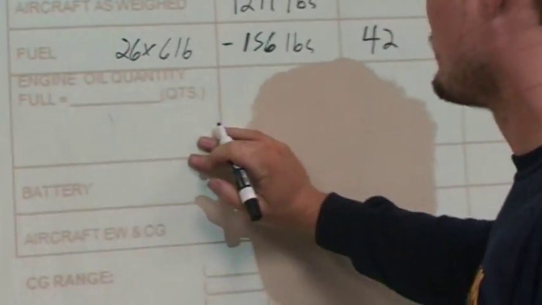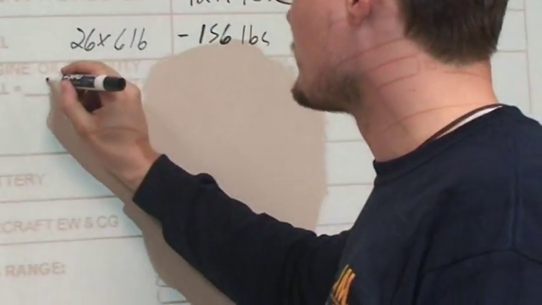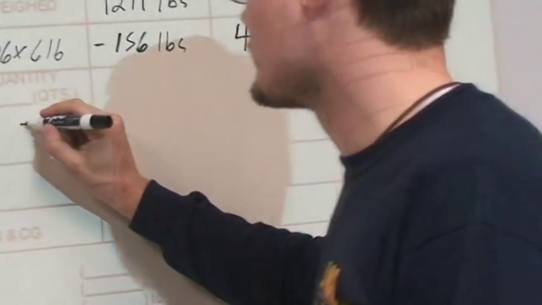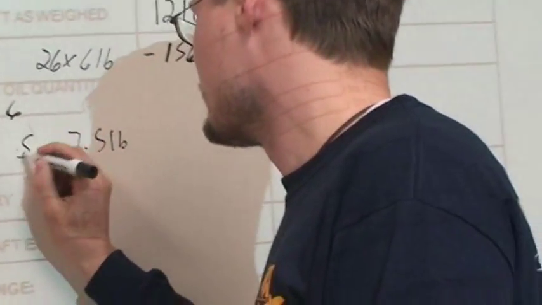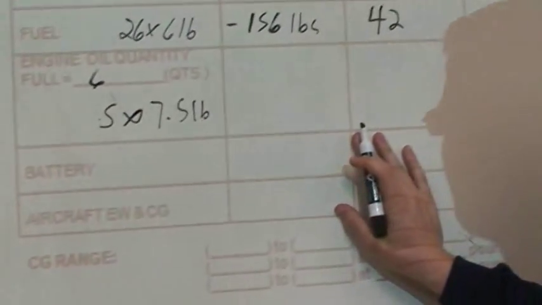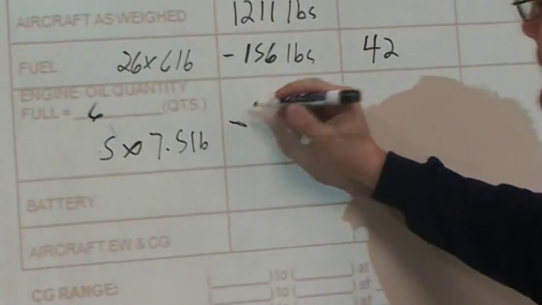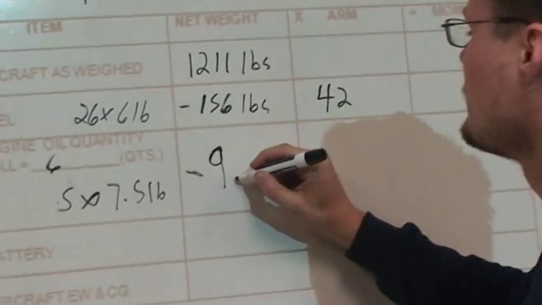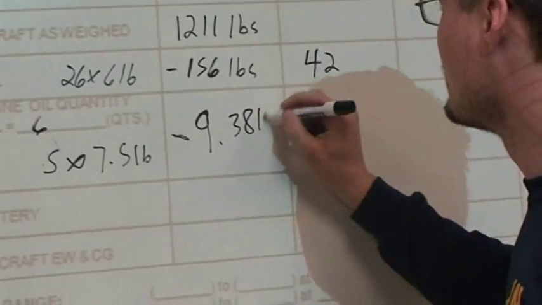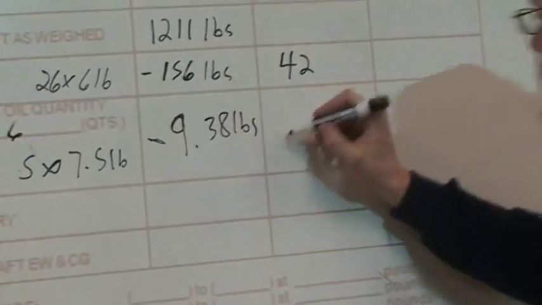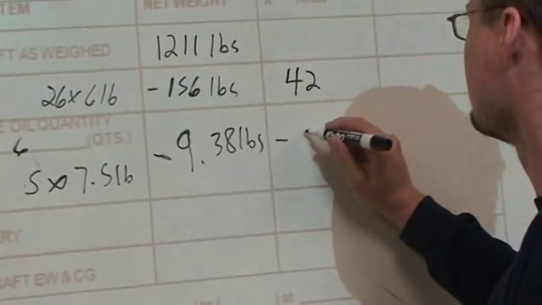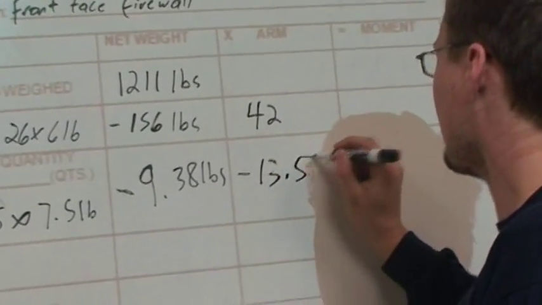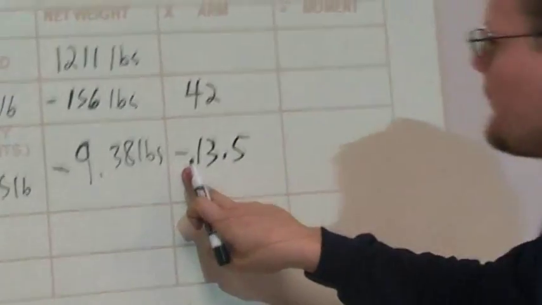Now the engine oil quantity, full is 6 quarts. The standard weight is 7.5 pounds per quart, but we're only removing 5, so it would be 5 times 7.5 lbs, which equals a negative because we're removing it. 9.38 pounds. And the arm was minus 13.5. This is negative because it's in front of the datum.